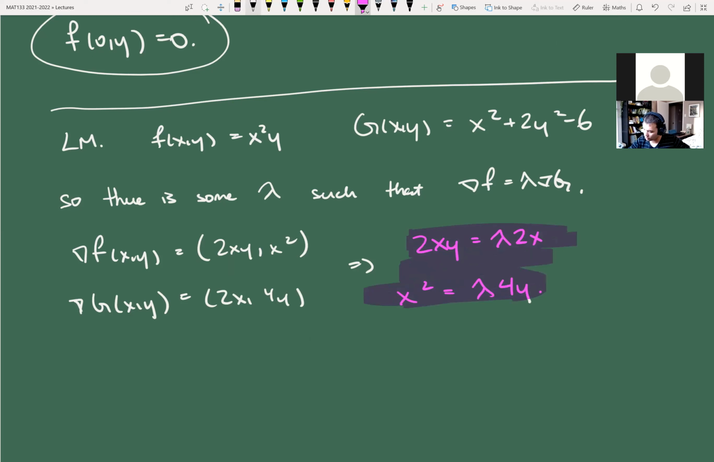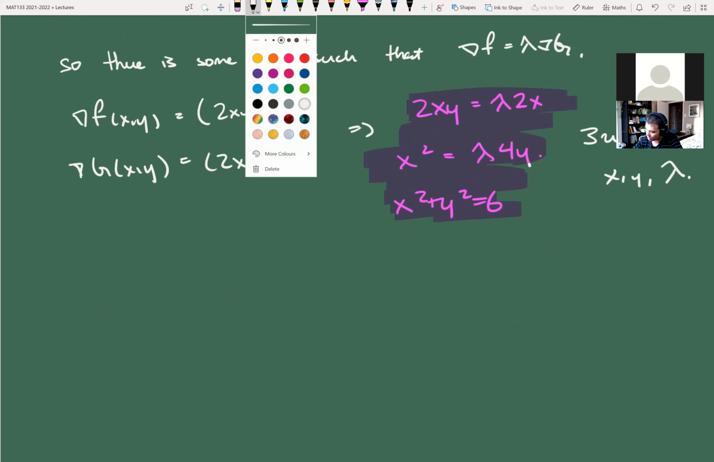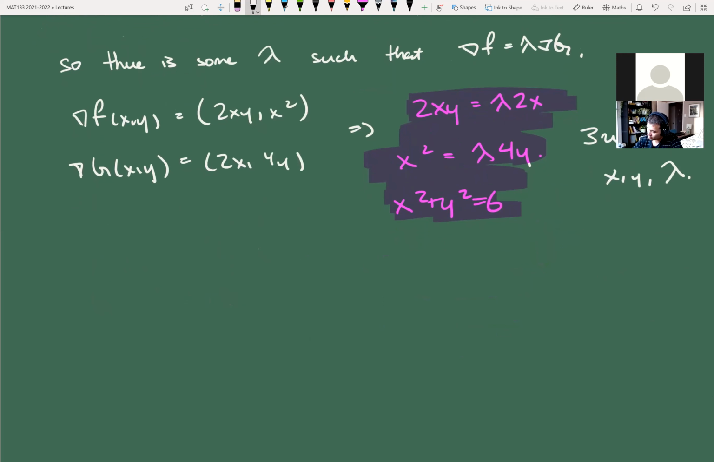If we also include the boundary equation, we now have 3 equations and 3 unknowns: x, y, and lambda. So we have to solve this, and how do you solve this? This is sort of where Lagrange multipliers gets tough. Let me number these equations: this is 1, this is 2, this is 3.